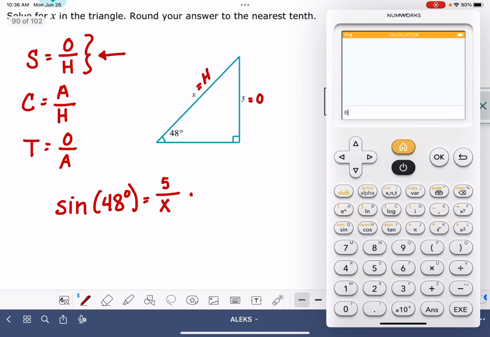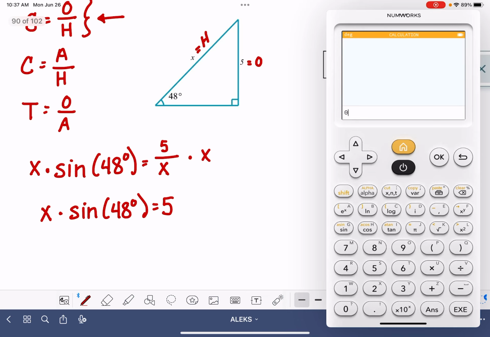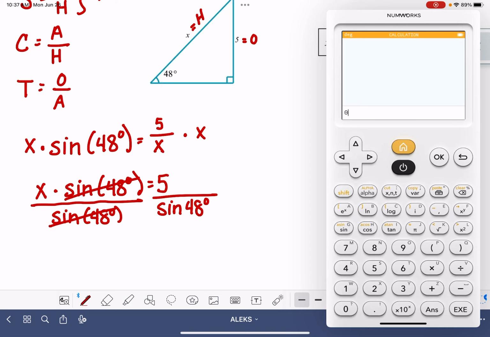If we want, we can start just by doing some algebraic manipulation, multiplying both sides of this equation by x, so that we get x times the sine of 48 degrees is equal to 5. And we could do even more algebra if we wanted. We could divide both sides of this equation by the sine of 48. And that gets us the x variable isolated immediately. x equals 5 over the sine of 48.